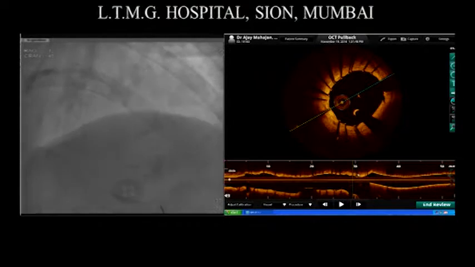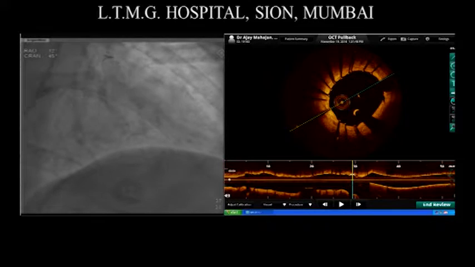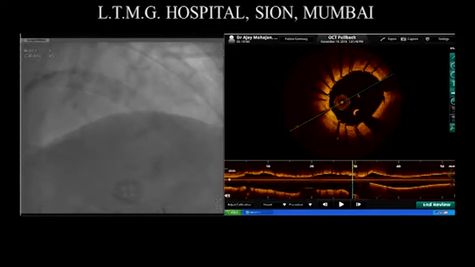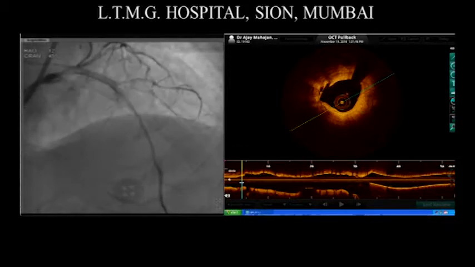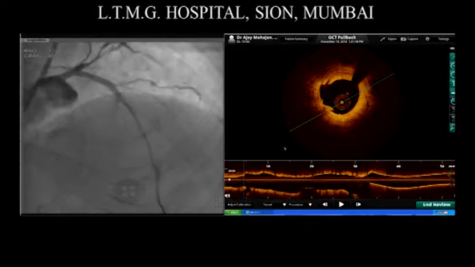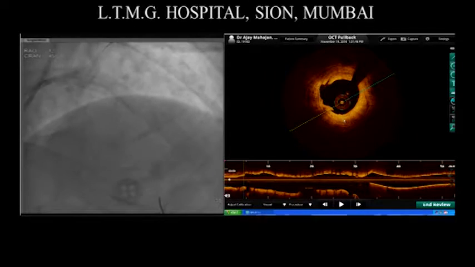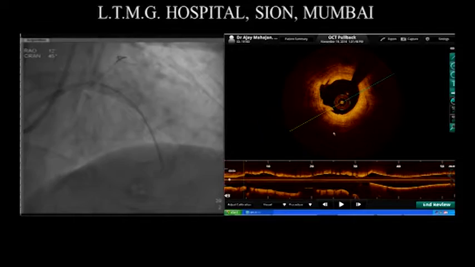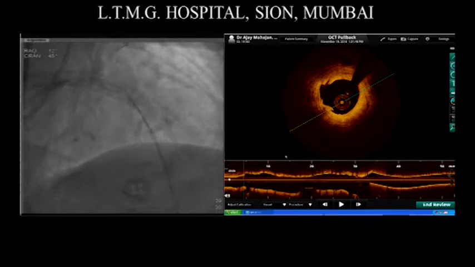So the OCT is showing there is some significant distal disease distal to the stent. So that distal vessel was not looking good. We had given nitroglycerin also, and after nitroglycerin there was still some significant stenosis. Then we decided to stent the distal vessel.